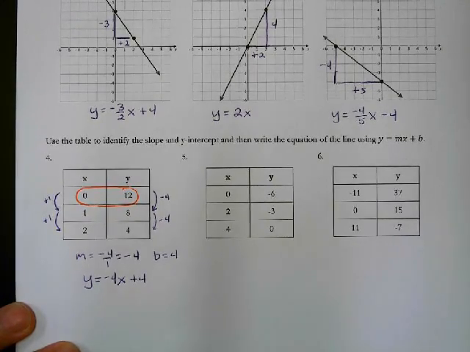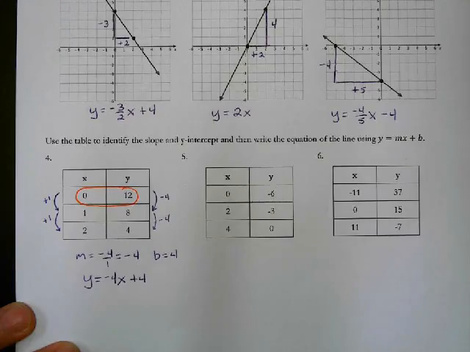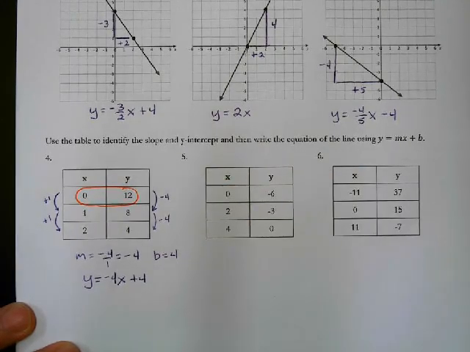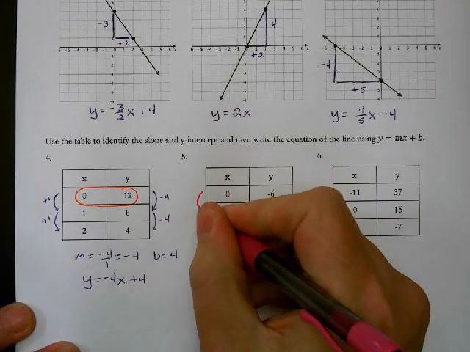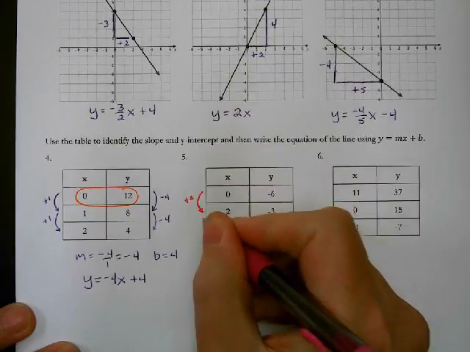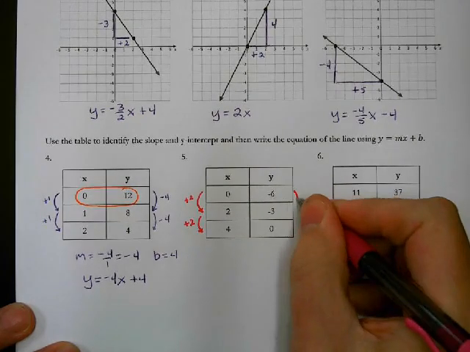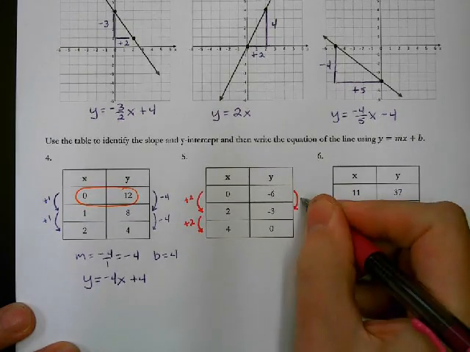I should have put it up on the top there. Oh well, I'll do it right the next time. All right, so on the next one, my x's are increasing by 2 each time. My y values are increasing by 3 each time.